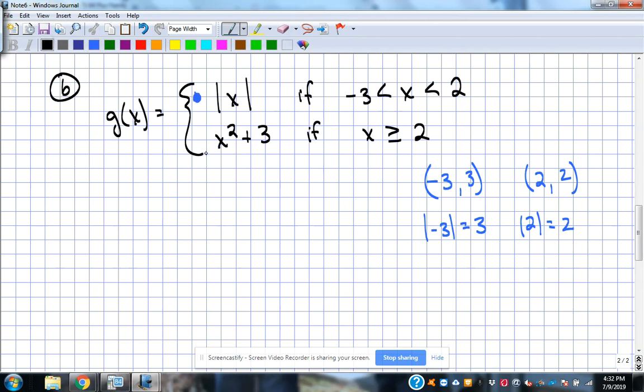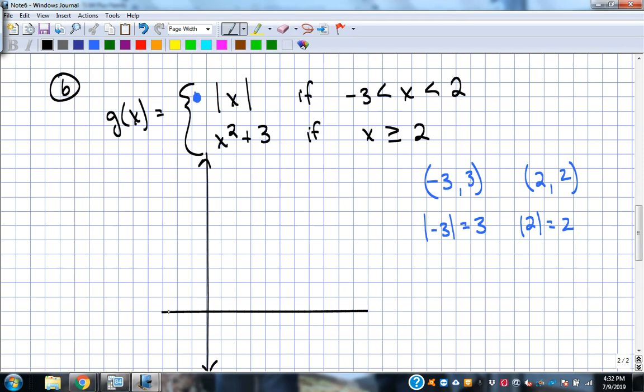So I'm going to draw myself a little coordinate plane here. I know I've got to have some room up top because I know something about the second one. I'm just going to make it look like that. And I'm going to put an open circle at -3, 3, and an open circle at 2, 2, because neither of those have an equal to mark. So that's why they're open circles. Okay, now I need to find out what's going on in between there.